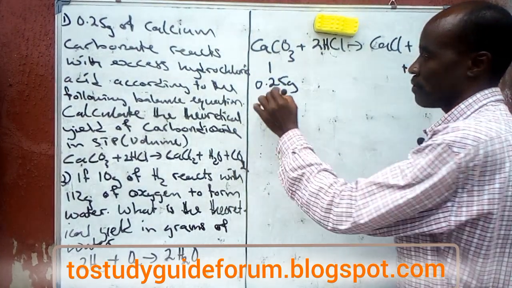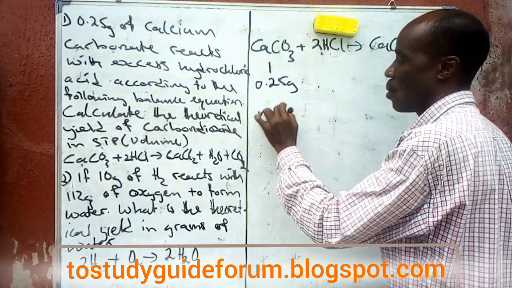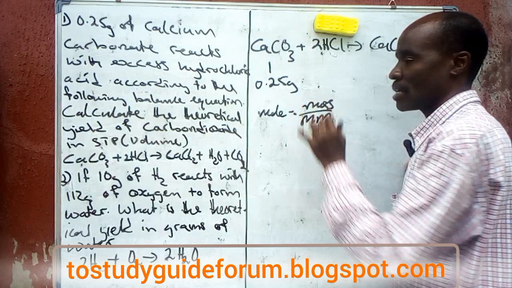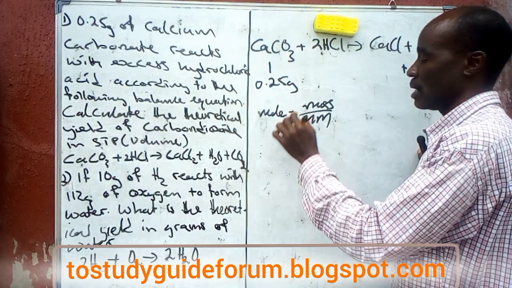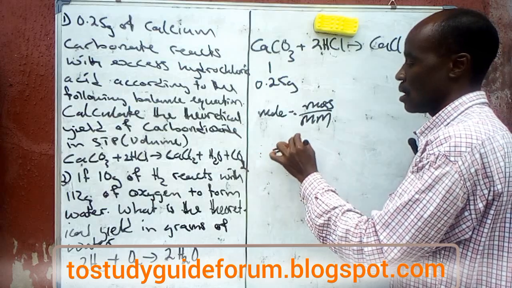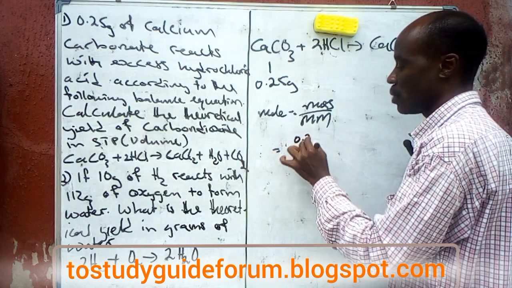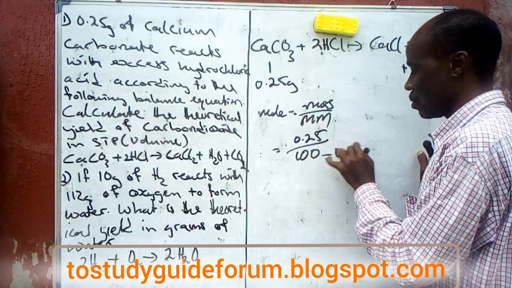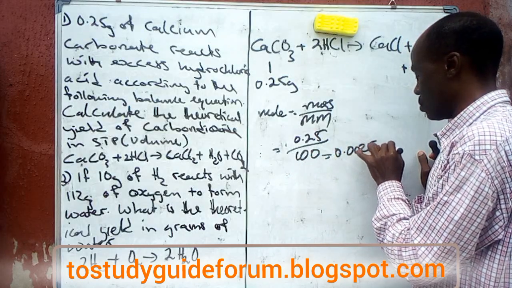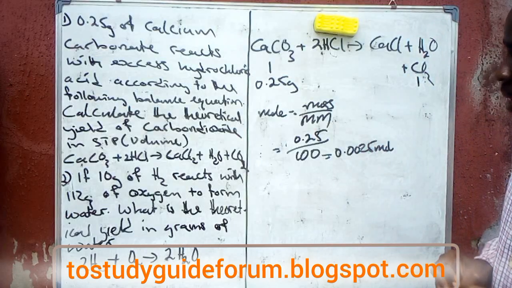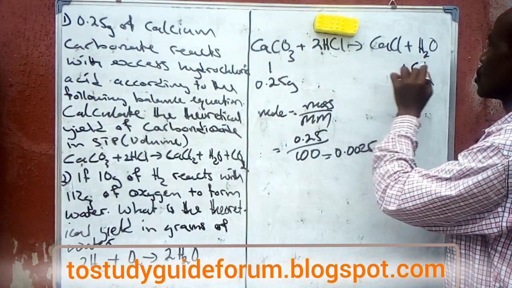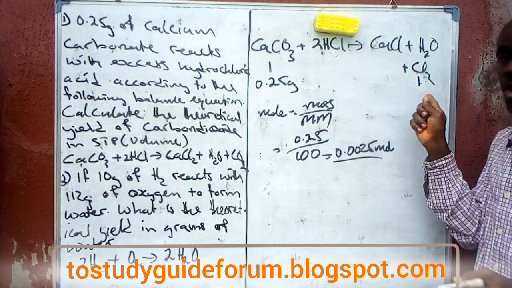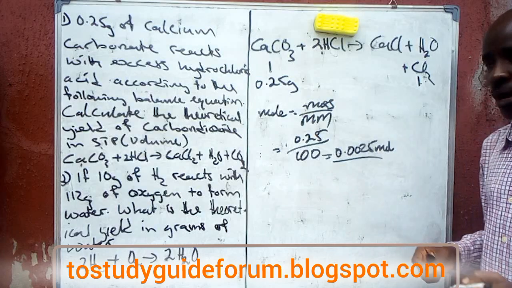To get the moles, remember that mole is equal to mass over molar mass. The molar mass of calcium carbonate is 100. So what we do here is 0.25 over 100. That will give us 0.0025 moles of calcium carbonate. From the mole ratio, we find out that 1 mole of this gives 1 mole of that, and that means 0.0025 moles of this will be equal to the number of moles of carbon IV oxide that is going to be produced.